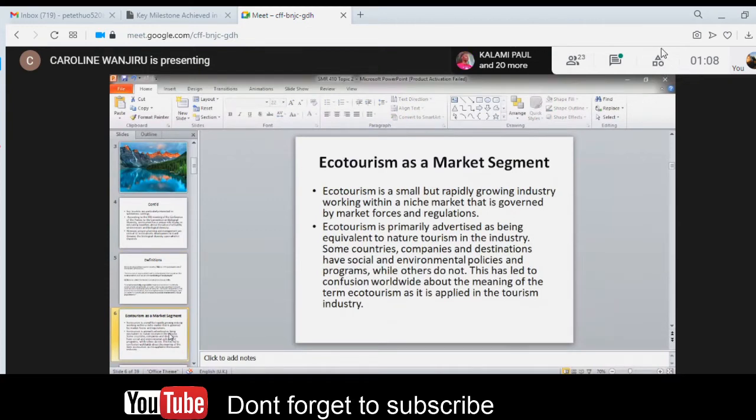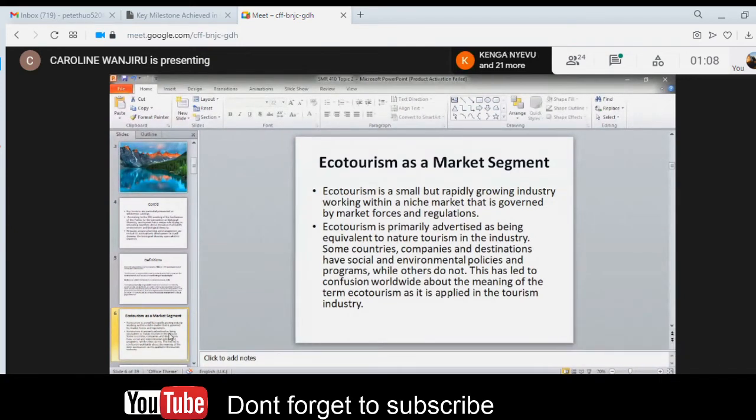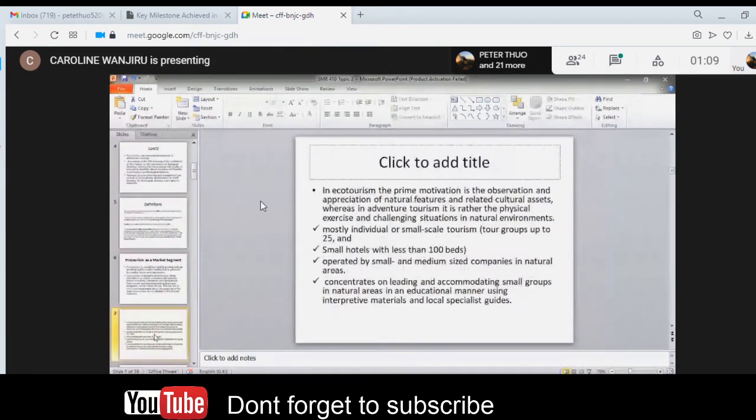So, ecotourism, as I said, is a special segment that is different from the mainstream tourism. It is a small but rapidly growing industry. And of course it's governed by market forces and regulations. Yeah, because there are regulations. You don't just wake up one day and say, oh, I'm doing ecotourism. No. You have to be certified. It's advertised as being equivalent to nature tourism in the industry. So remember those definitions, and maybe you're also wondering, how come these definitions seem so close? Some countries, companies, destinations have social and environmental policies and programs while others do not. And this has led to confusion worldwide about the meaning of the term ecotourism as it's applied in the tourism industry.